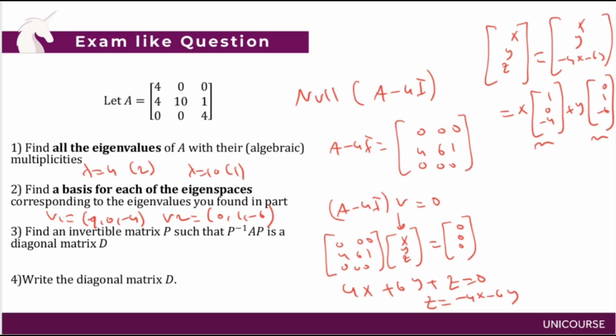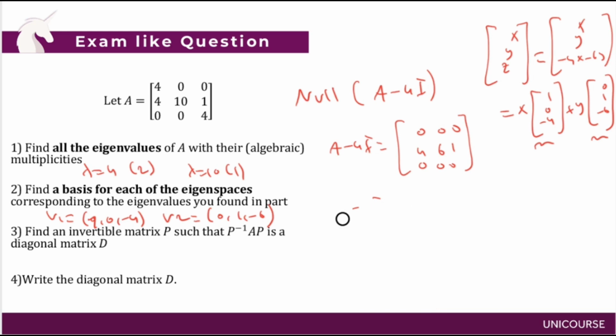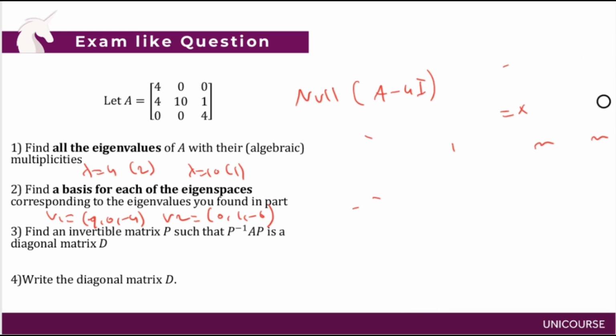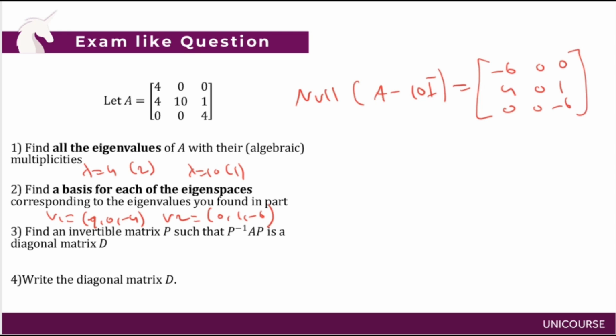Now we're going to do the same process for the eigenvalue 10. The null space of A minus 10 times the identity. That's the space we need. So from A, I subtract 10 times the identity matrix, which means I subtract 10 from each diagonal entry. Same idea as before. The first row, 4 minus 10 gives minus 6, then 0 and 0. Second row, 4, 10 minus 10 is 0, then 1. Third row, 0, 0, and 4 minus 10 is minus 6.